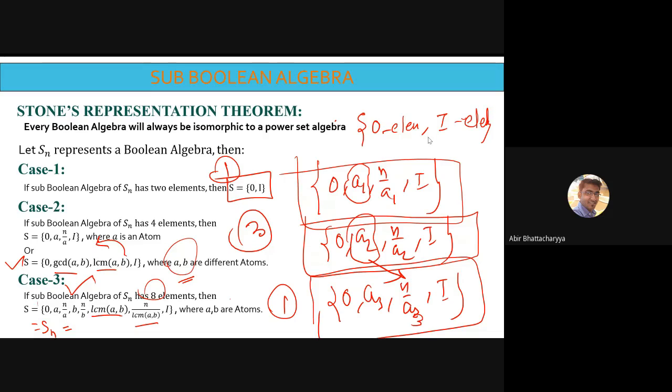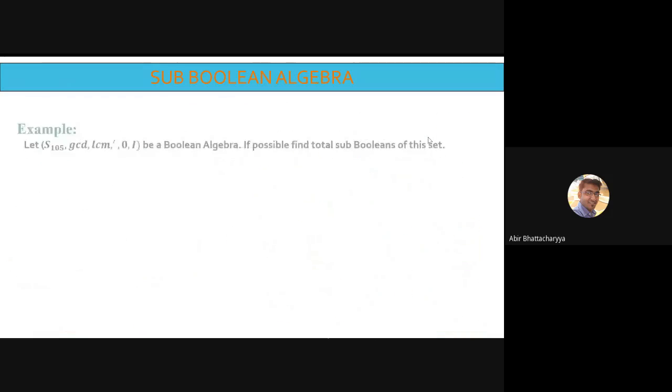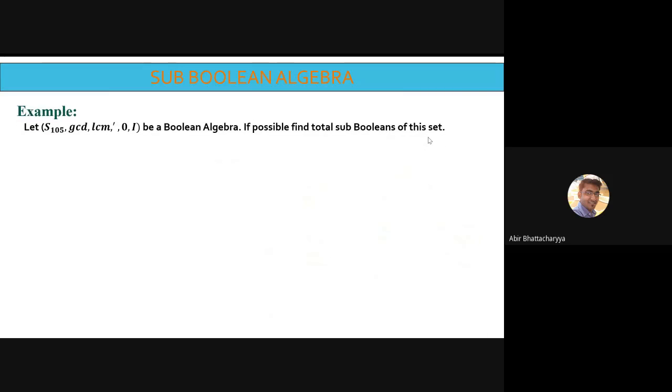Okay, good. So let's proceed with an example. This example is S105, with GCD, LCM, complement, 0 element and I element of the Boolean algebra. If possible, find the total sub-Booleans of the sets. So what is S105? S105 has 8 elements: 1, 3, 5, 7, 15, 21, 35, 105. And the atoms are 3, 5, 7, only 3 atoms.